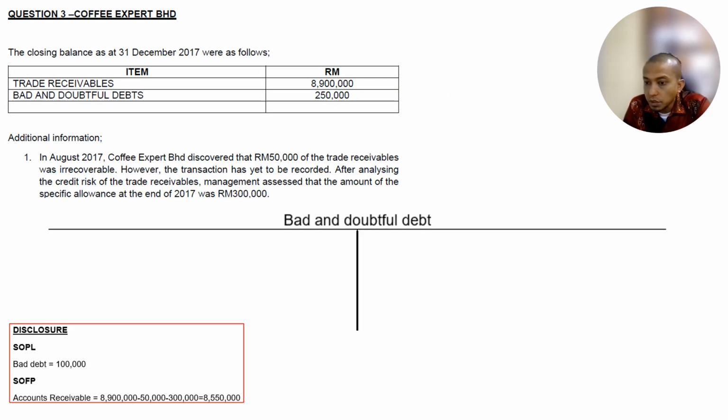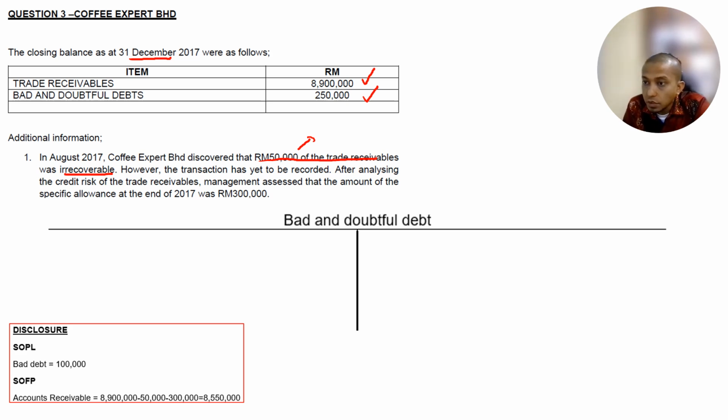So the next question, we go on to question 3. Again, similar question, similar format. They give us trade receivable and allowance for doubtful debt. At the end, allowance for doubtful debt. Remember, this one is before adjustment. In August 2007, Coffee Berhad discovered that 50,000 of trade receivable was irrecoverable. However, the transaction was yet to be recorded. Irrecoverable means it becomes actual, determined to be bad debt.